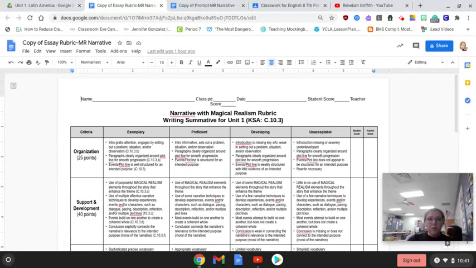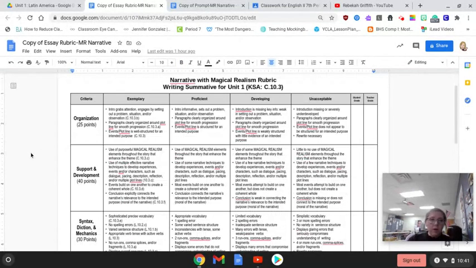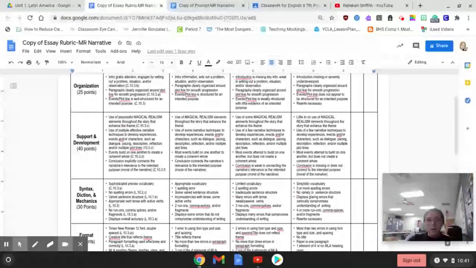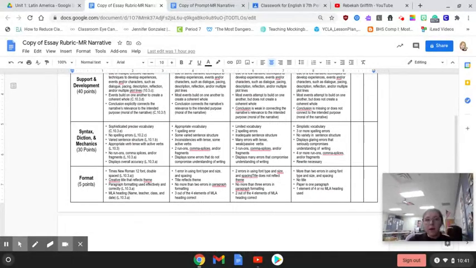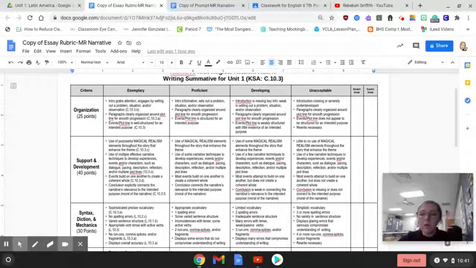So you're going to be graded based upon your organization, your support and development, your syntax, diction and mechanics, and your format. So we're only going to look at the exemplary section. So for organization, your intro is going to grab my attention, and you're going to engage your audience by including the setting, talk about a situation or a problem. So what is the character going to face? And your paragraphs are going to be clearly organized around plot line for smooth progression.